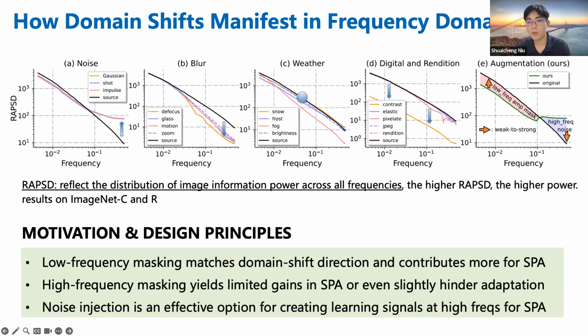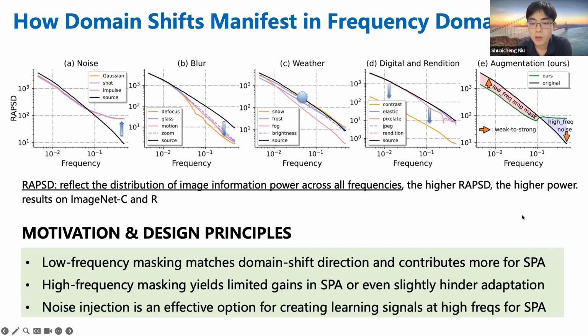Now, our first augmentation strategy is low frequency masking, and we get sufficient learning signals at low frequencies, but we still miss learning signals at high frequency. Therefore, we also inject noise into the original image to increase the RAPSD value at high frequencies. Although this is in contrast with the amplitude shift directions of some corruptions like blur corruptions, noise injection is still an effective option because we have no other choice to create an information gap as learning signals at high frequencies. And this still improves overall adaptation performance.